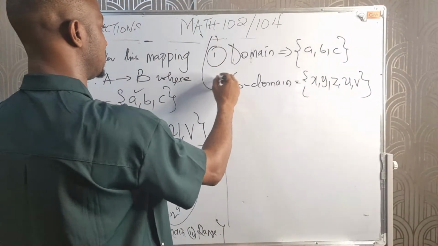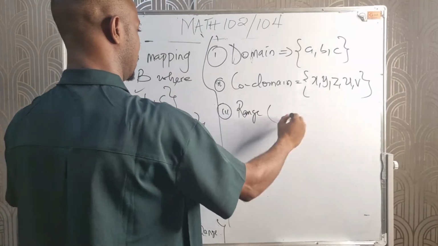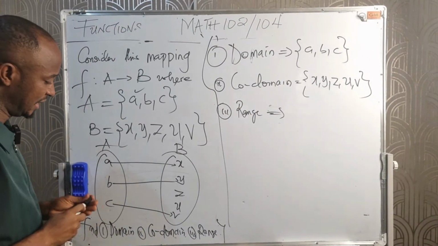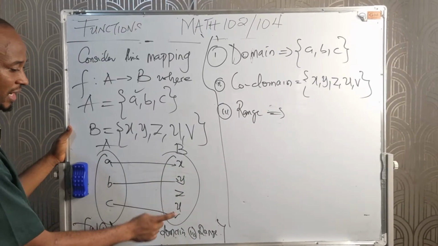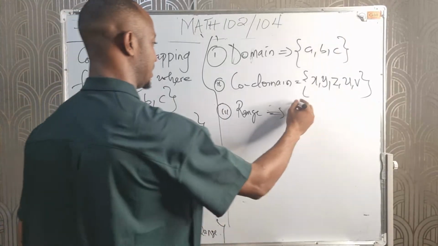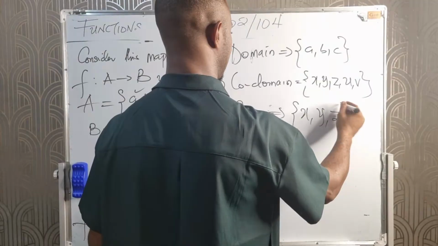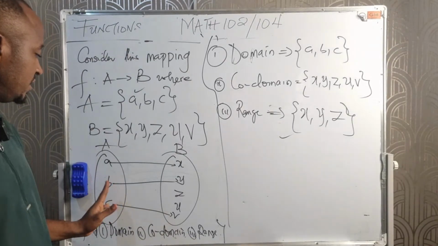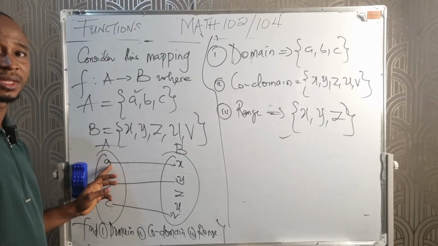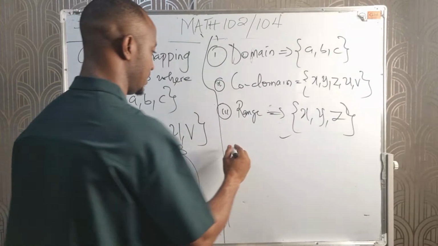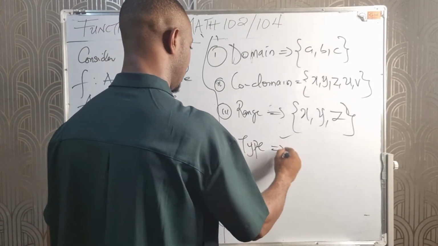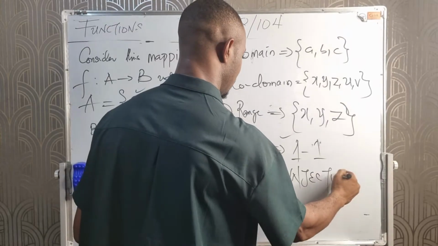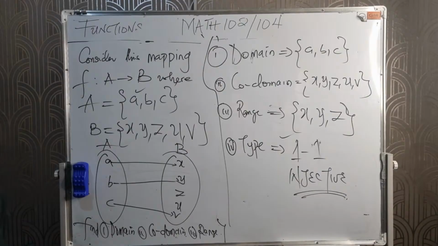Then the next one is called the range. The range simply means the image. What are the elements in the range? All the elements that are linked from A to B, which are x, y, and z. In the codomain, they are x, y, and z. So our range is x, y, and z. That is just how simple this can be. And what kind of mapping is this? This is called one-to-one because every element in the domain is assigned to a unique element in the codomain. The type is called one-to-one, also called injective.